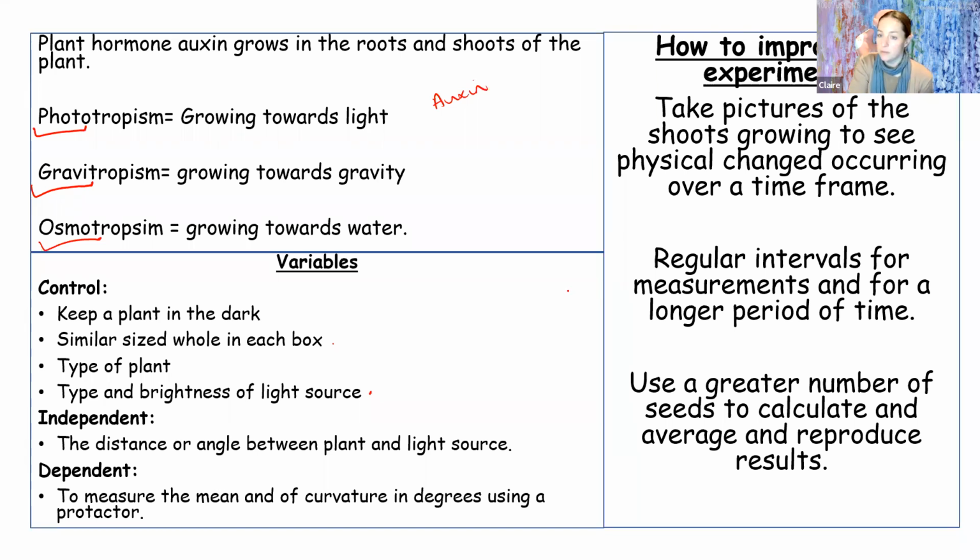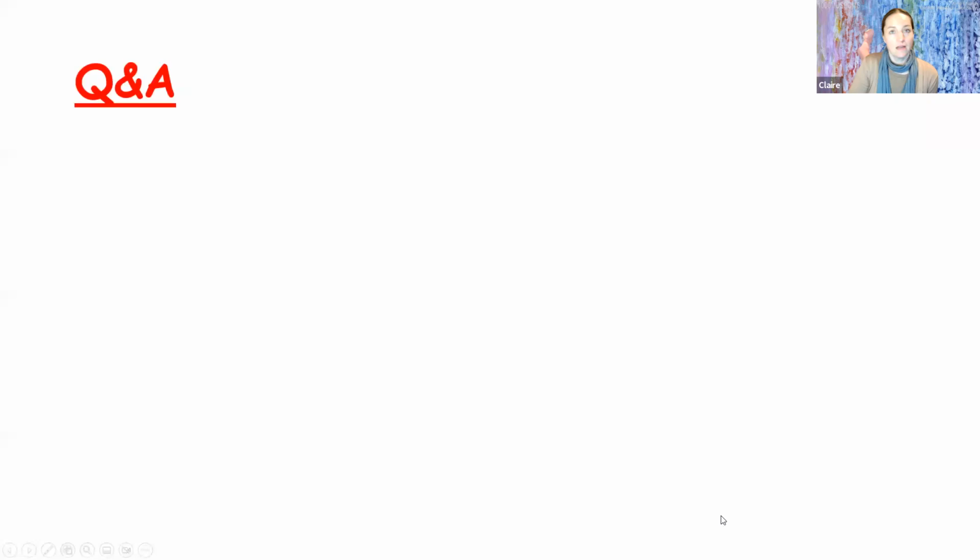How to improve the experiment: you can take pictures, and then using the pictures you can draw on the picture and work out the angle. Regular intervals for measurements and for longer periods of time. Use a greater number of seeds to calculate average and reproduce results. Okay, so that's your plant growth practical. So they are the four or five practicals for paper 2.